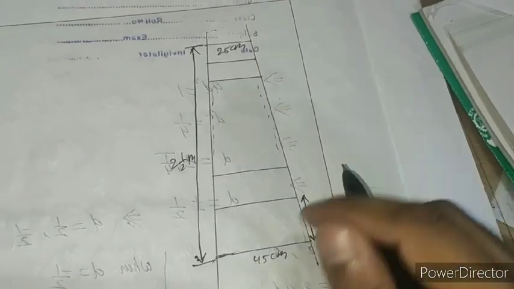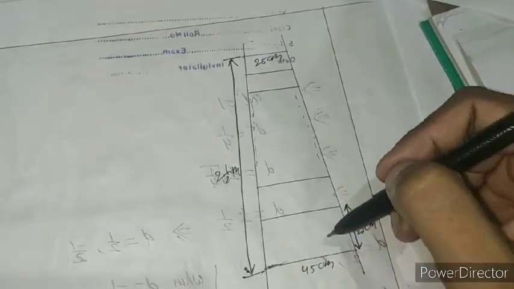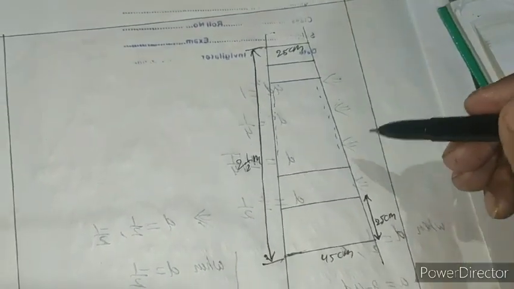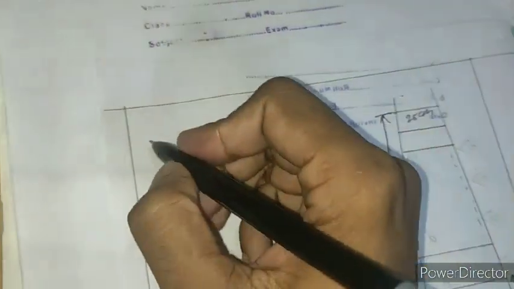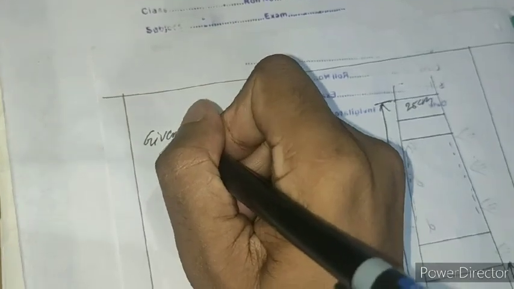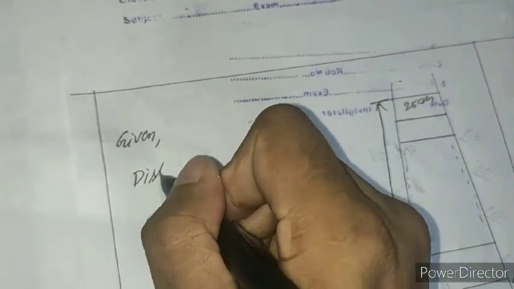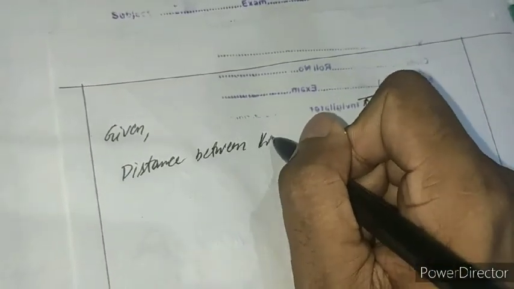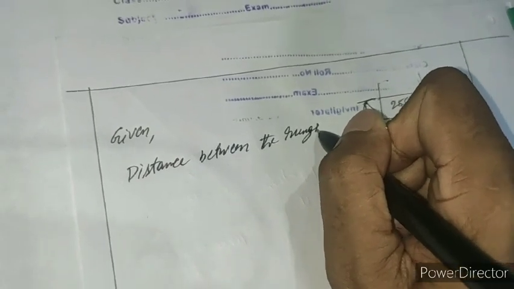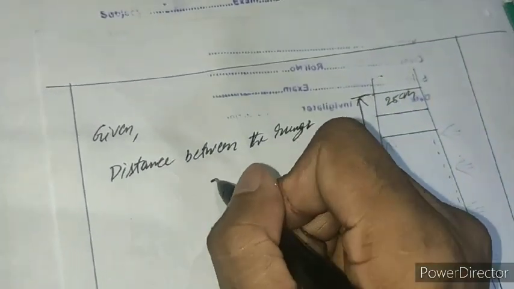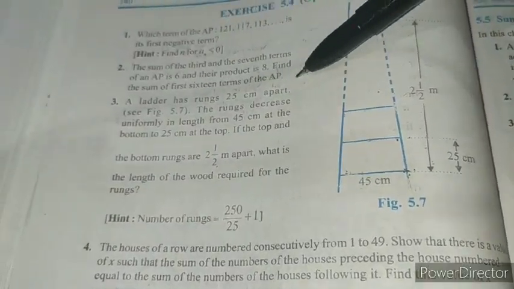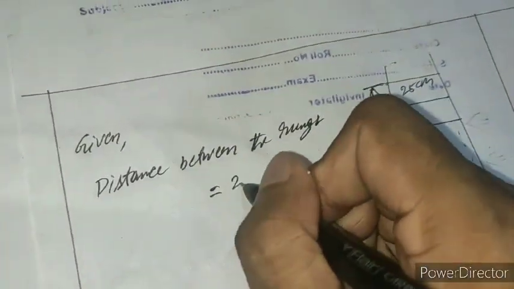Okay, now we need to find, firstly, the number of rungs, that is n. Okay students, let us find. Firstly, in the question it is given the distance between the rungs. What is the distance between the rungs? In the question it is given a ladder has rungs 25 centimeter apart. So it is 25 centimeter.